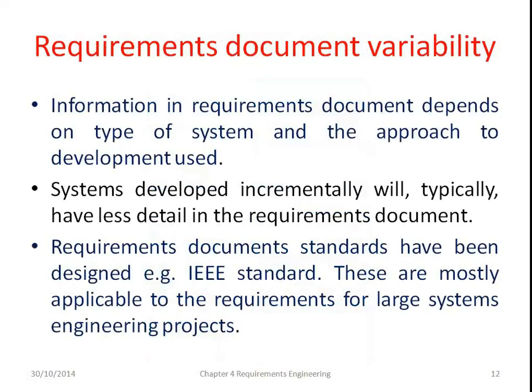Requirement document variability: the information in a requirement document depends on the type of system and the approach to development. A system developed incrementally will typically have less detail in the requirement document. Requirement document standards have been designed, for example the IEEE standards. The IEEE standard has a very defined format, and it is mostly applicable to requirements for large system engineering projects.